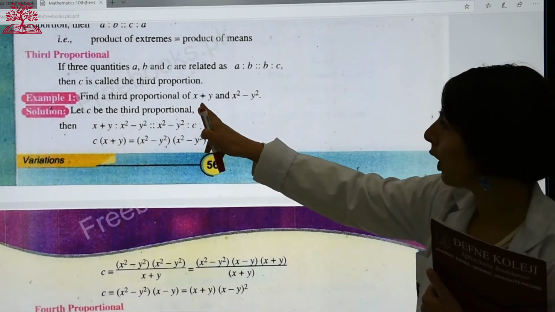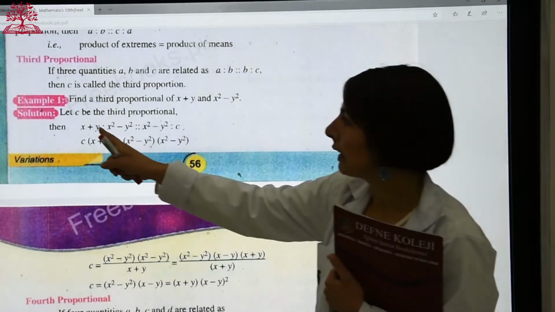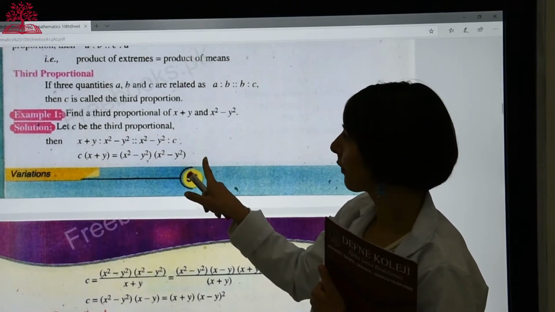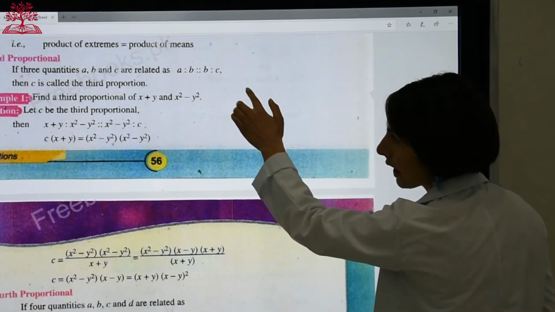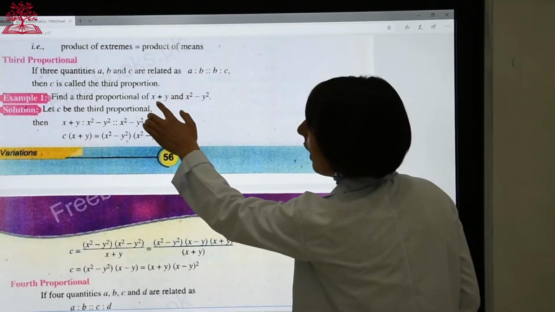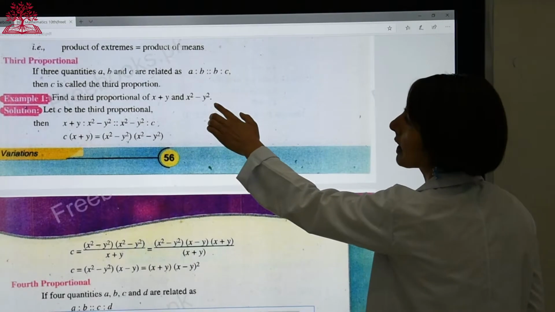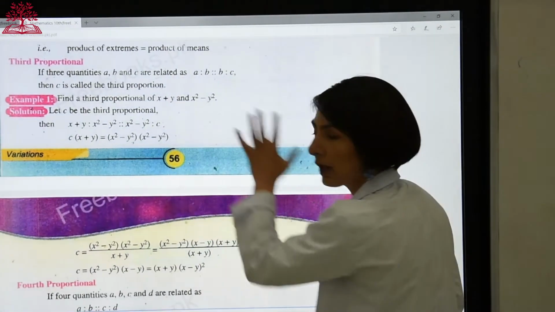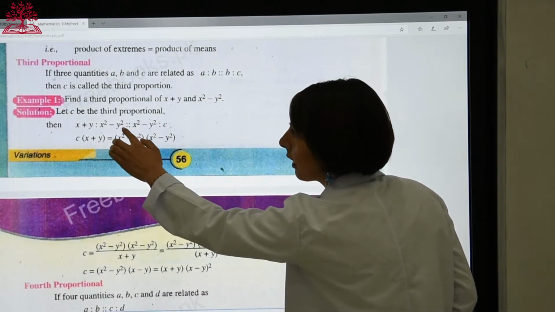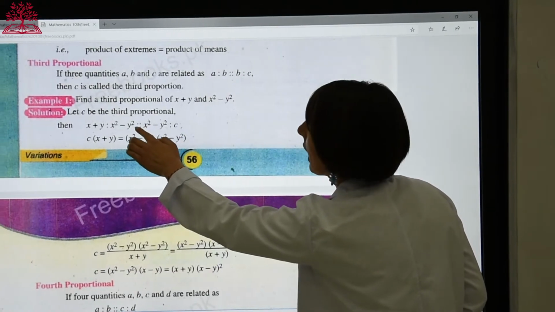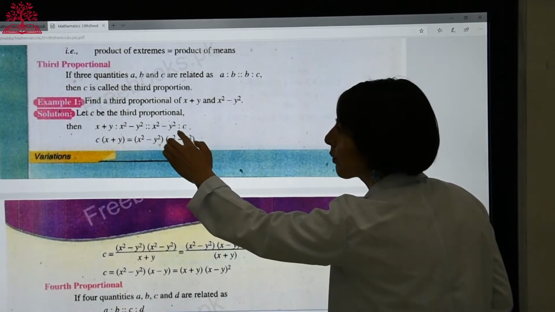Find the third proportional of x plus y and x squared minus y squared. Let C be the third proportional, right? I know that the third proportional is written in this way, A to B equals B to C, and I have to find the third proportional. So I have x plus y, that is my A, and my B is x squared minus y squared. So let's write it this way then. This is A, x plus y, to x squared minus y squared equals, with my B that is still x squared minus y squared, to C.